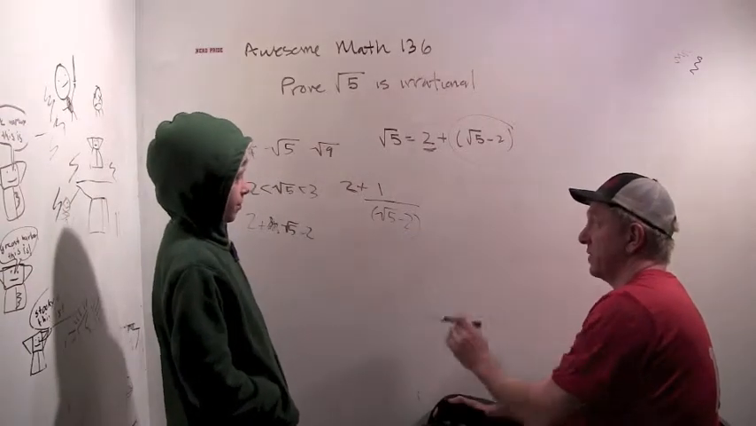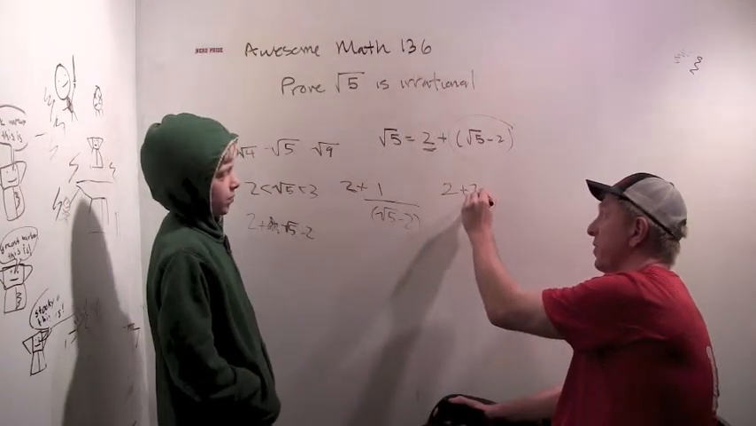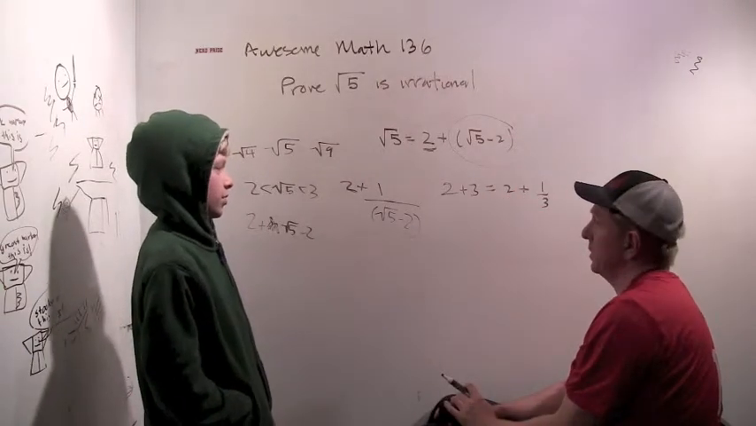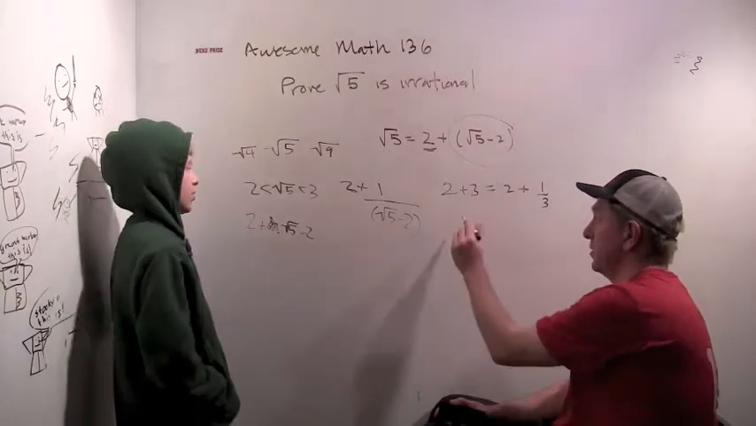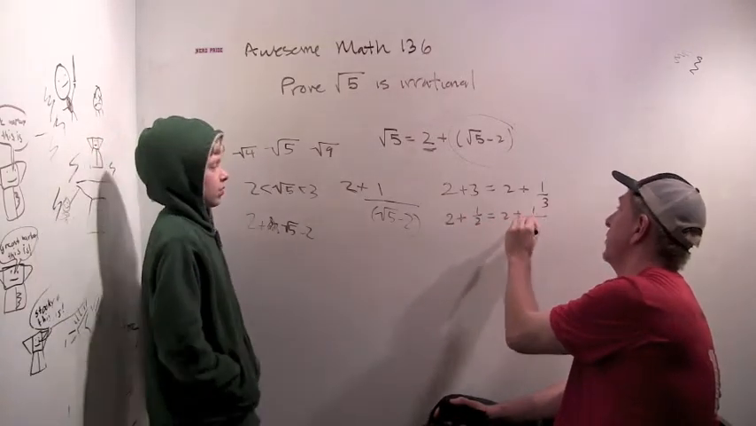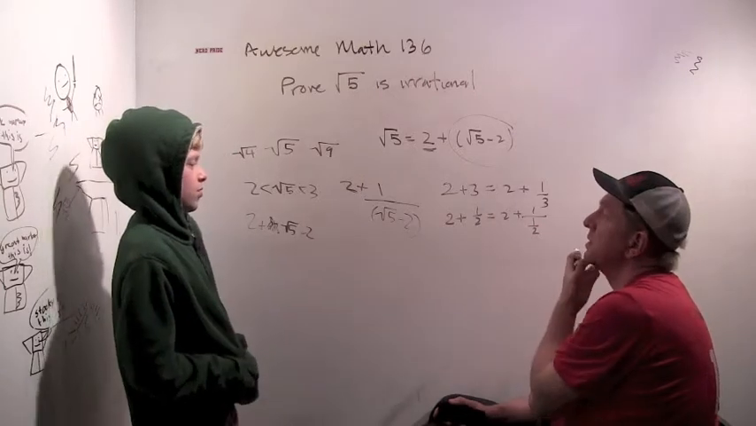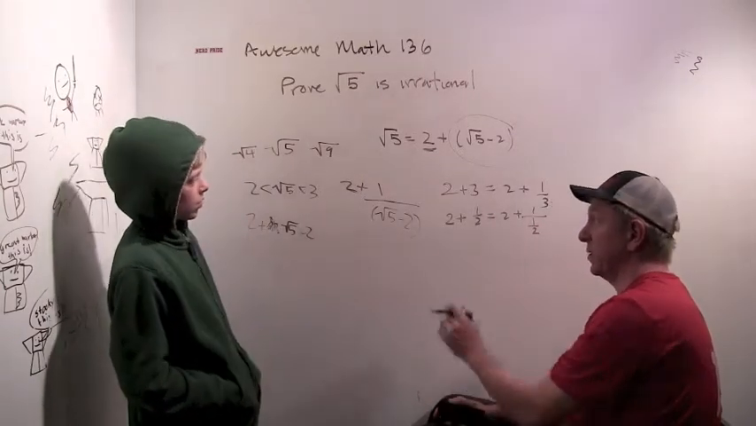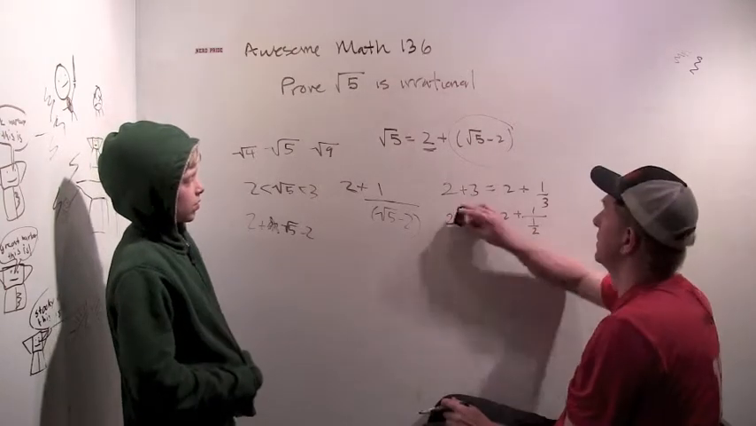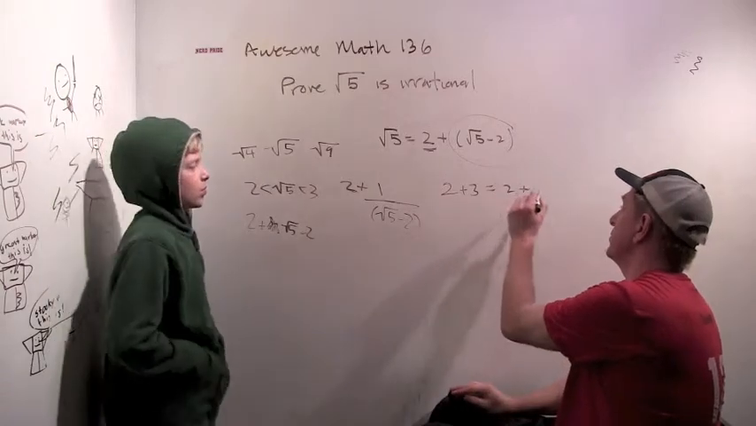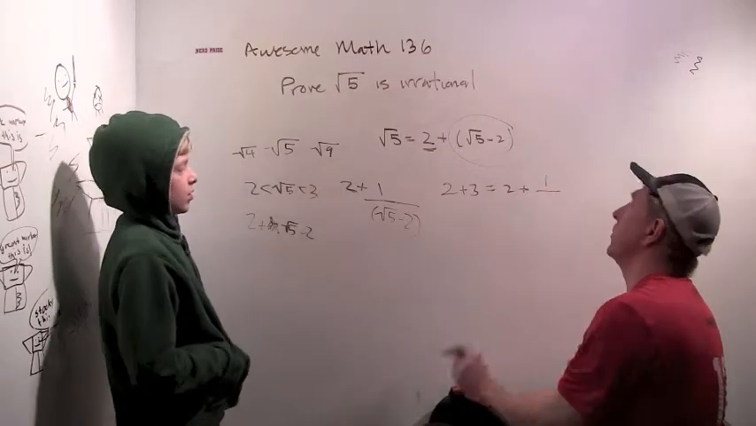Let's check if something like that would be true. Does 2 plus 3 equal 2 plus 1/3? No, it doesn't. Or does 2 plus a half equal 2 plus 1 over 1/2? No, it doesn't. So we have to do the flipping correctly because you've got to make sure they stay equal. Maybe 3 is the right example. What does 2 plus 3 equal? 2 plus 1 over what?